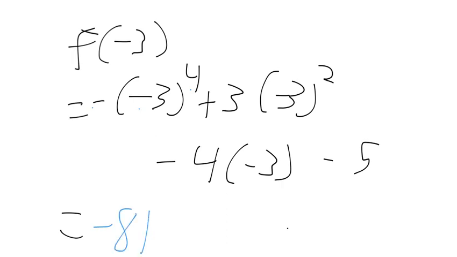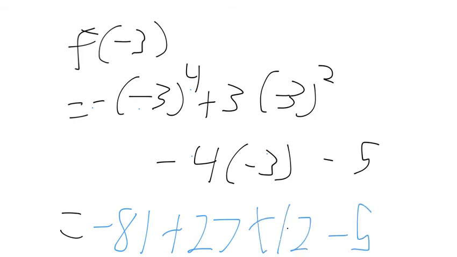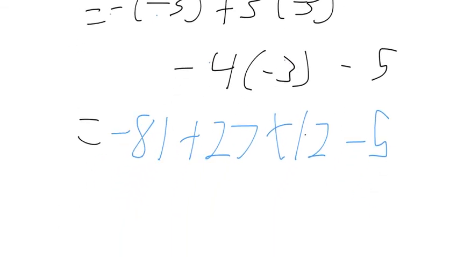Then negative 3 squared is 9. Positive 9 times 3 would be positive 27, so plus 27. Then negative 4 times negative 3 would be positive 12. Then minus 5. So if you add it all up, it should be equal to minus 47. So the remainder, when you divide that quartic function negative x to the 4th plus 3x squared minus 4x minus 5 by x plus 3, would be negative 47.